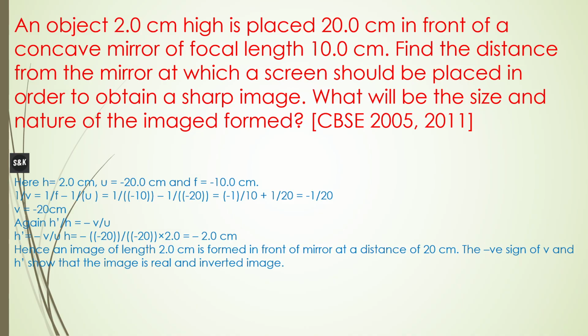Again, H dash upon H equals minus V upon U, so H dash equals minus V upon U times H, equals 20 upon 20 into 2.0. So the answer is 2.0 centimeter. Hence the image is a real, inverted image.